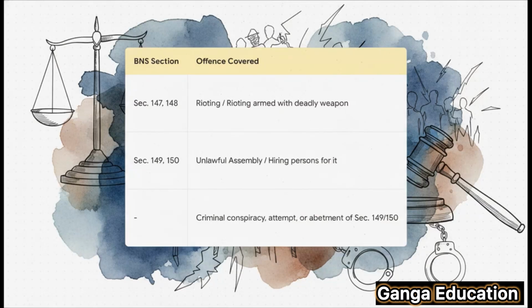Now, here's something you must always remember. Section 115 itself does not prescribe any punishment. It's a rule of evidence. This presumption applies to offenses like rioting or unlawful assembly under Sections 147, 148, 149, and 150 of the BNS. The actual punishment comes from those sections. Section 115 is just the evidentiary tool that helps prove them.